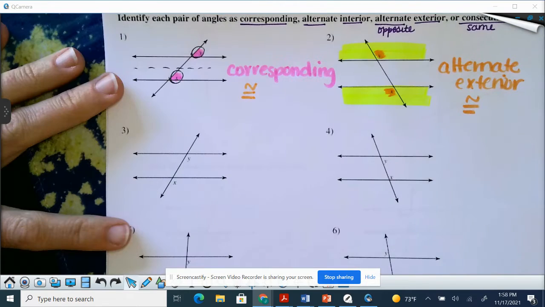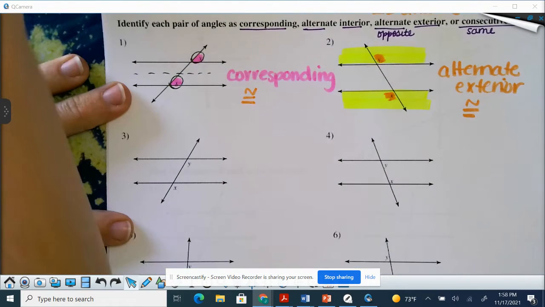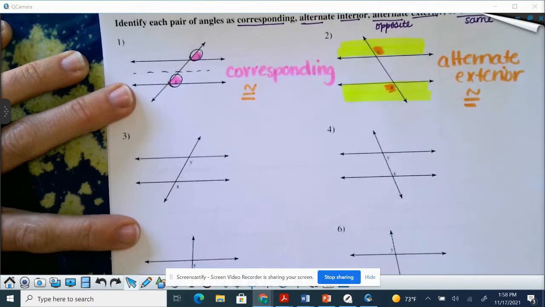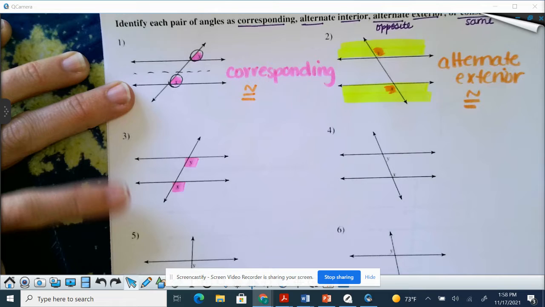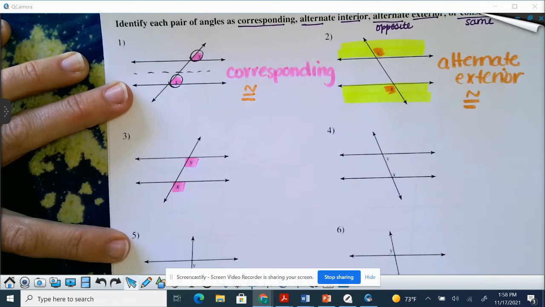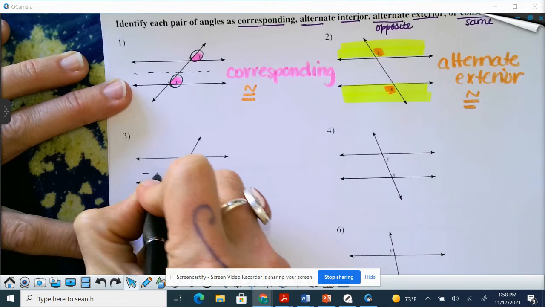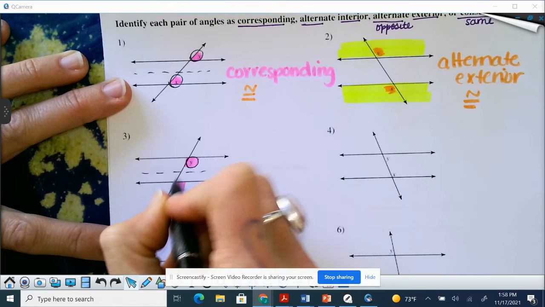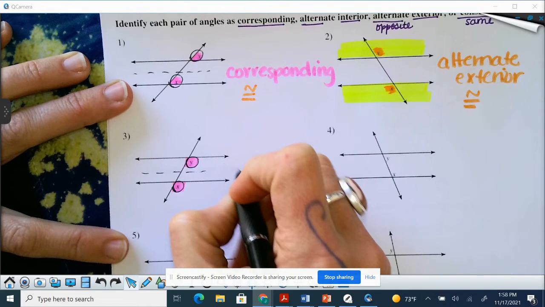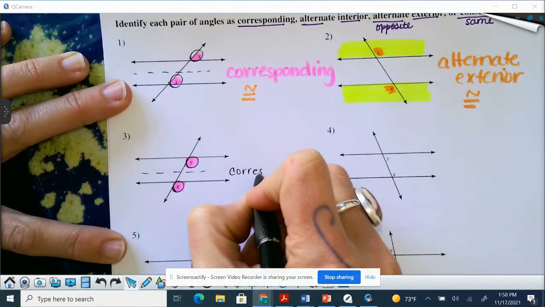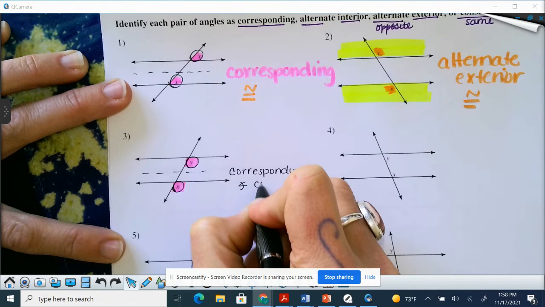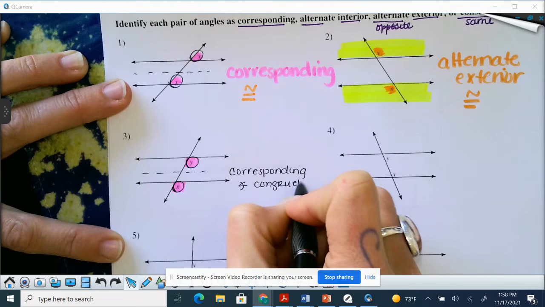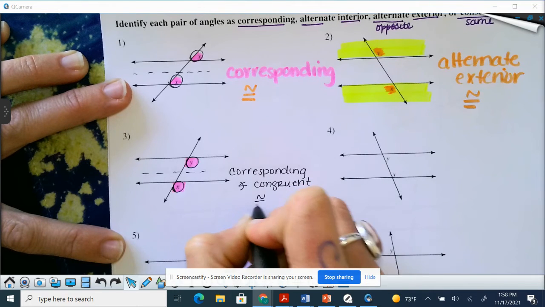So looking at number 3, much like number 1, if I cut this guy in half, because they're not both inside, they're not both outside, so those two choices are off the table. If I cut it in half and then sit this guy on top of this guy, they would touch. So these are going to be our corresponding. And we know corresponding angles are congruent, which is notated by your squiggle over your equal marks.